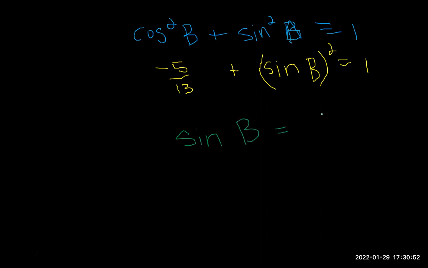Sine B, the answer is in fact 12 on 13. And it is positive. Why? Because they told me the range for B is that B is greater than 90 but less than 180, which means it falls in the second quadrant. In the second quadrant, sine is positive. Therefore, if I'm finding sine of B, the value would be positive, right? So yes, that is correct. Good job.